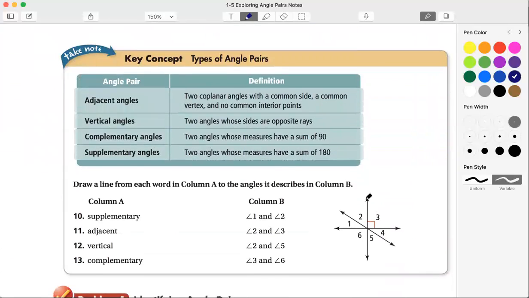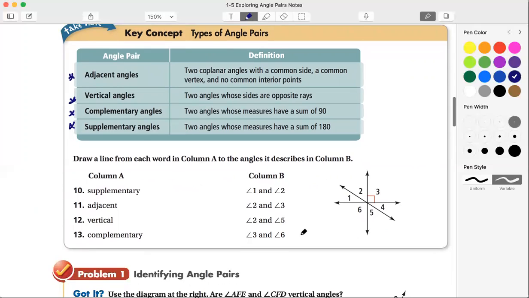All right, types of angle pairs. These are big vocabulary words that we really need to know big time. So all 4 of these, I'll do these. Adjacent angles are 2 coplanar angles with a common side, a common vertex, and no common interior points. Vertical angles are 2 angles whose sides are opposite rays. Complementary angles are 2 angles whose measures have a sum of 90. And supplementary angles are 2 angles whose measures have a sum of 180.